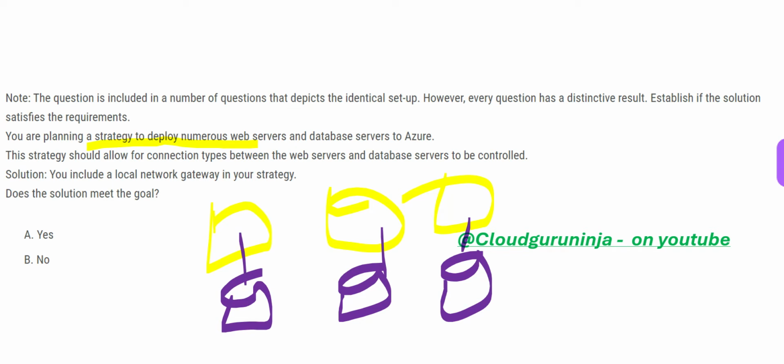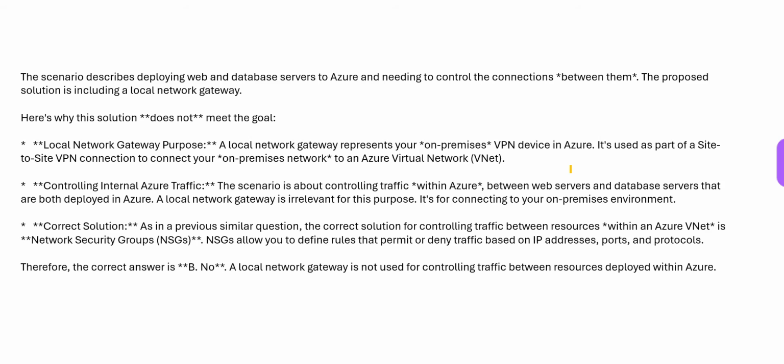So they are saying let's include a local network gateway in your stack. A local network gateway represents a VPN device in Azure. It is used as a part of a site-to-site VPN connection. Here we don't have a site-to-site setup where you have to connect an on-premises network to an Azure VNet. So that is why we cannot use this. The answer would be no.